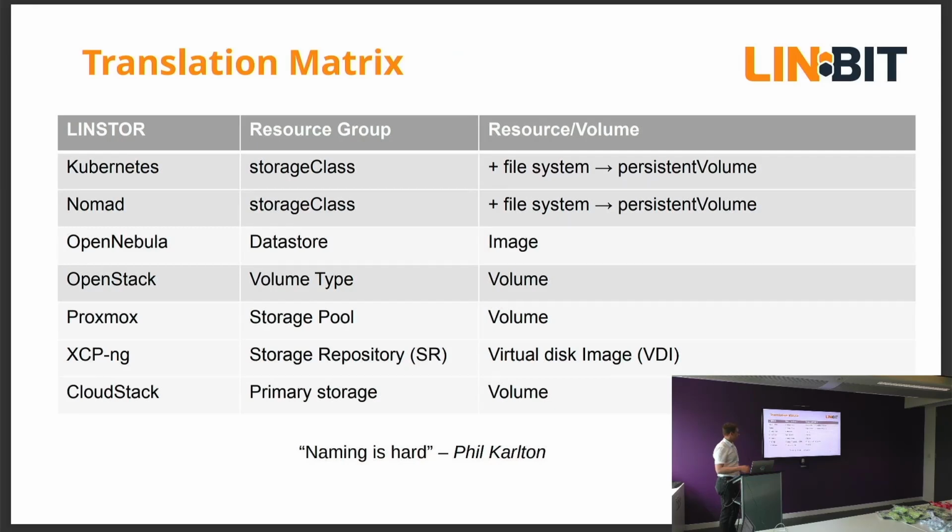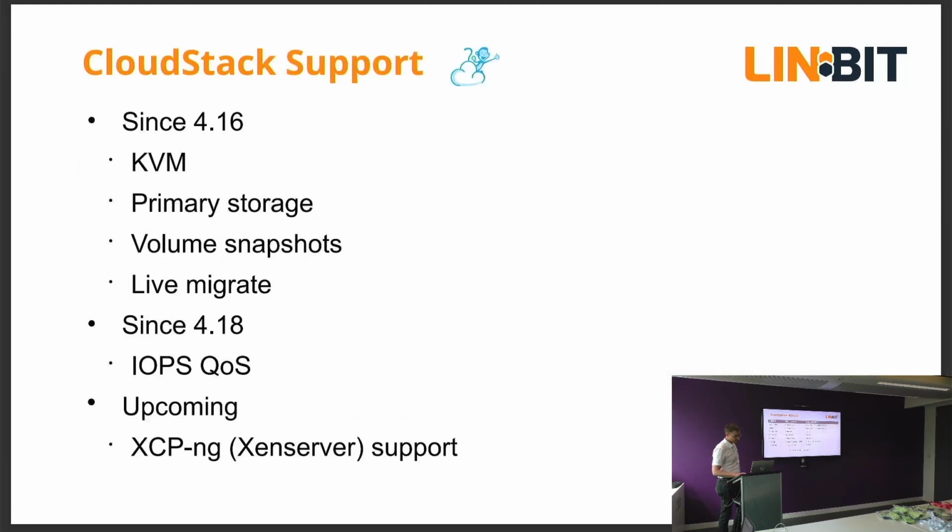Yeah, then here again, translation metrics for what would be a resource group in one of these connectors. And as I said, in CloudStack, the resource group would map to a primary storage, and the resource volume would be just the volume in the CloudStack environment. The CloudStack driver has been upstream since 4.16. It currently only supports KVM hypervisors. It is a primary storage driver.